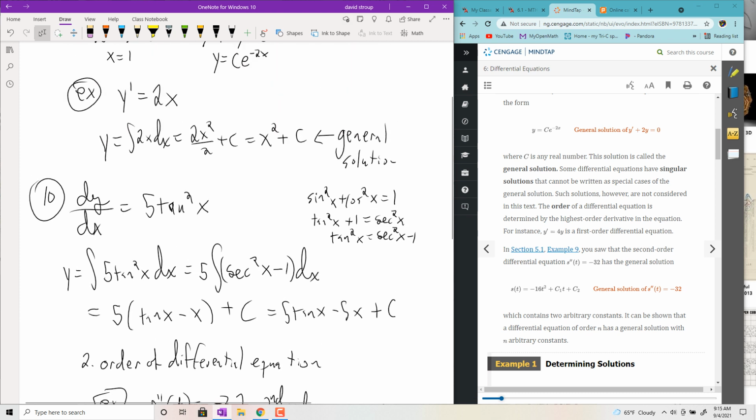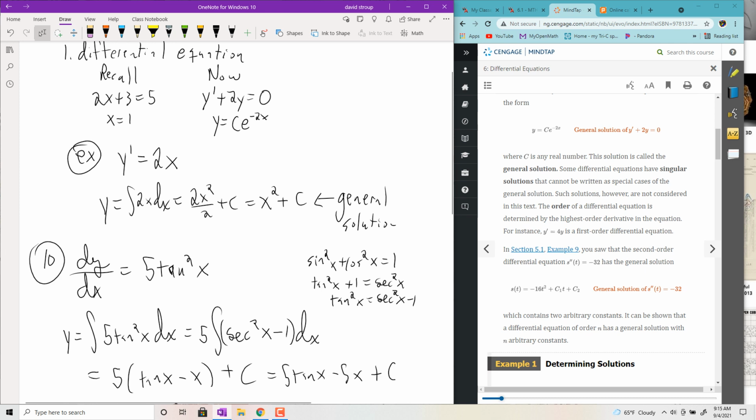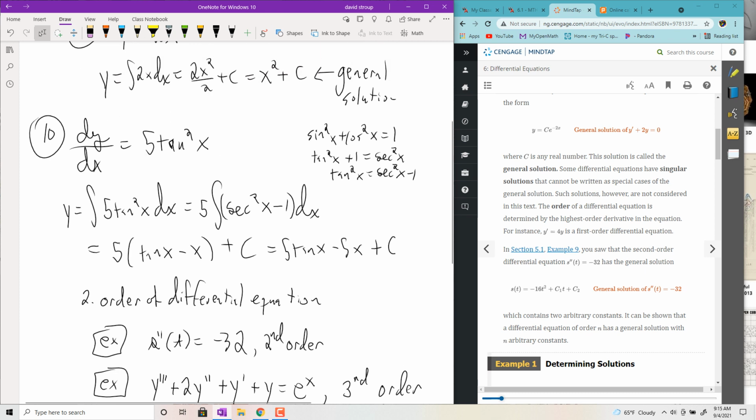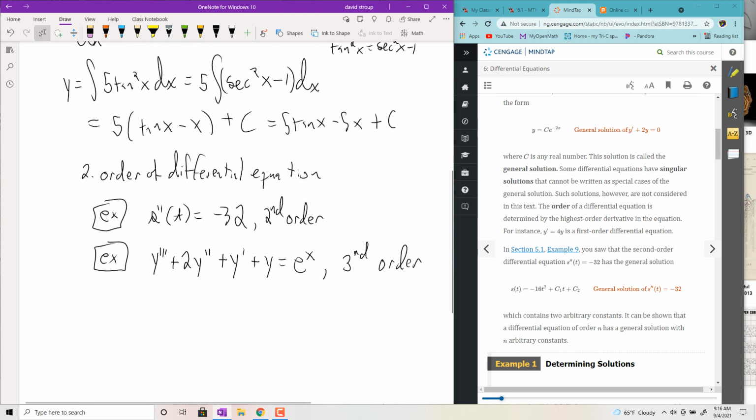When we integrated back in this example, we got this general solution, x squared plus c, and in this example, these were both first order differential equations. But if you're working with a second order or a third order differential equation, instead of having just one c, you'll have multiple c's. You'll have a c1, c2, all the way up to the order of the differential equation. So a second order differential equation's general solution would have 2 constants.